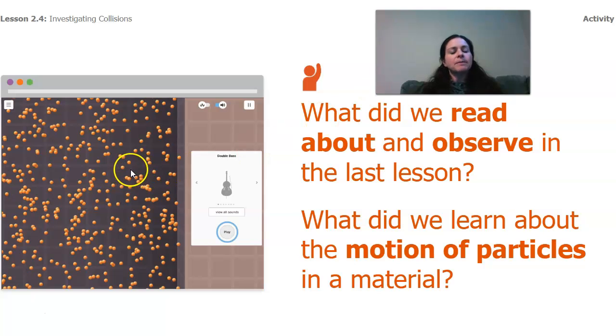We picked one of these particles, we watched it move, it collided into some other particles, and then we watched a sound play, and it seemed like the particles bunched up in a line. It seemed like they hit each other, and that line traveled through. And so what did we learn about motion of particles? We learned that they are constantly colliding. They're always hitting one another.